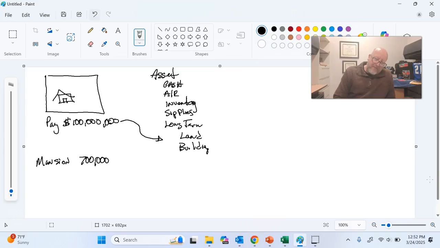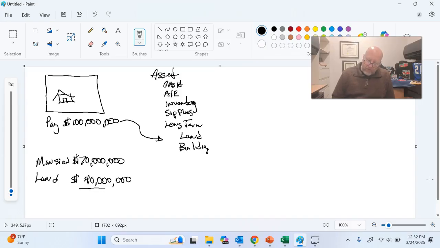The mansion is worth $70 million. Gotta get my numbers right. And the land is worth $40 million, for a total of $110 million.